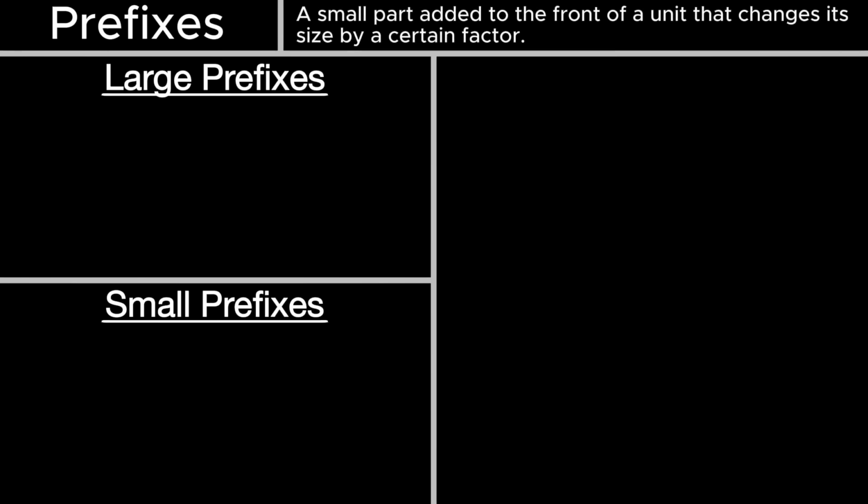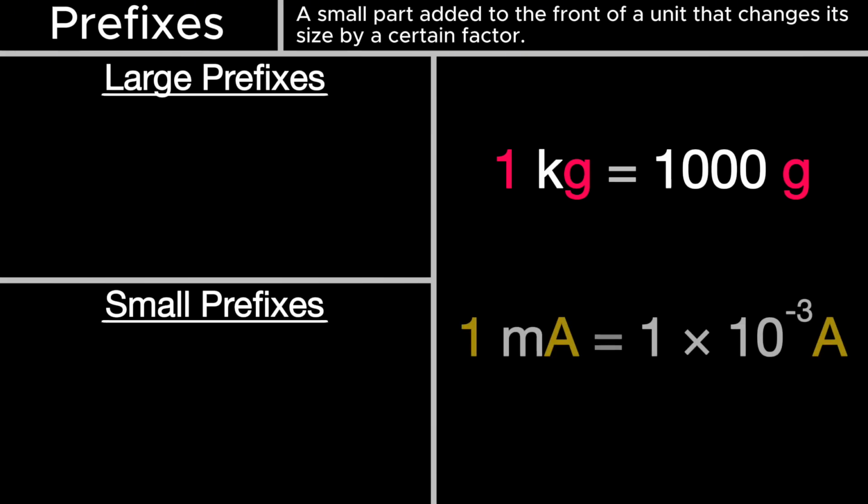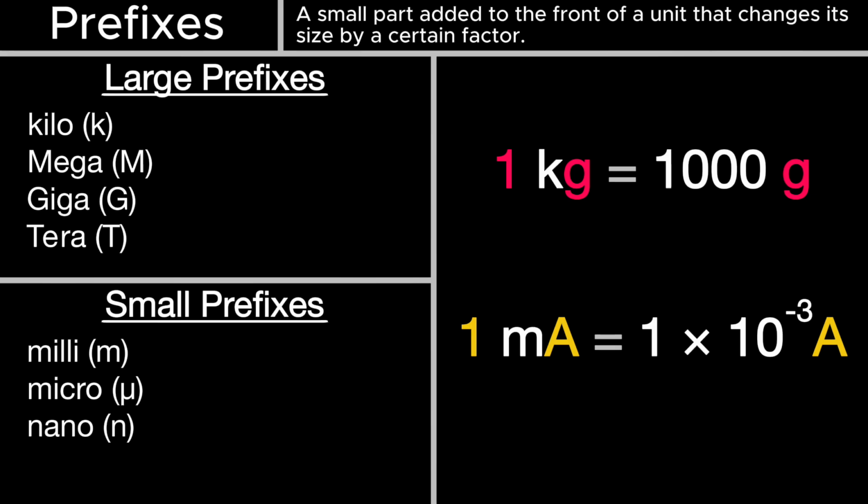If you are dealing with very large or very small measurements, it is best to add a prefix before the unit to make the number easier to read and use. A prefix is a small part added to the front of a unit that changes its size by a certain factor. For example, 1 kilogram is 1000 grams, and 1 milliamp is 1 times 10 to the power of minus 3 amps. Here are all the prefixes that you need to know for your exams.